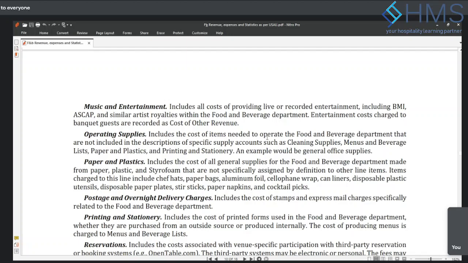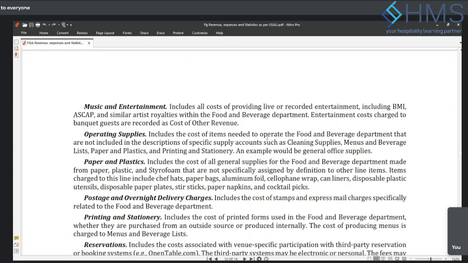Then you have operating supplies, which are used in the F&B operations. It may include office supplies or any other supplies that the F&B department is using, but it should not be put into paper, plastic, printing and stationery, or menu, beverage list, or cleaning supply. So if a specific supply item can be charged to cleaning, menu engineering, or any other expense, then you will charge there. Otherwise, you will put it into the specific department in this operating supply.